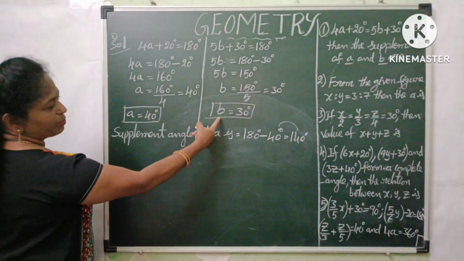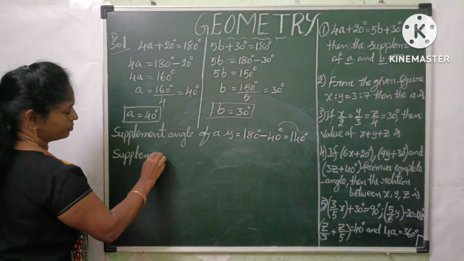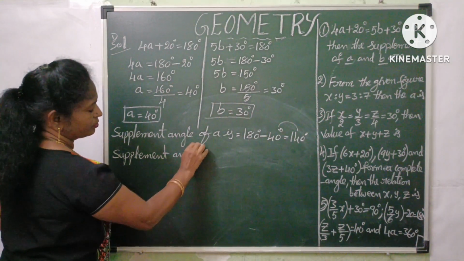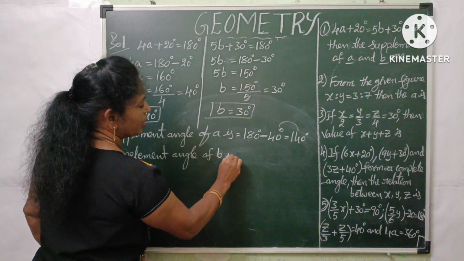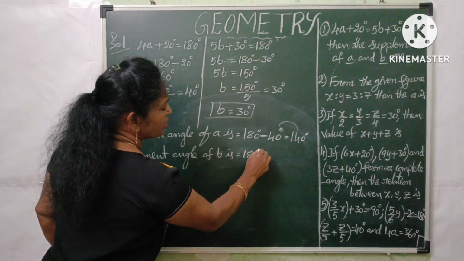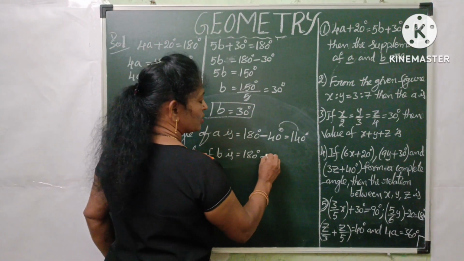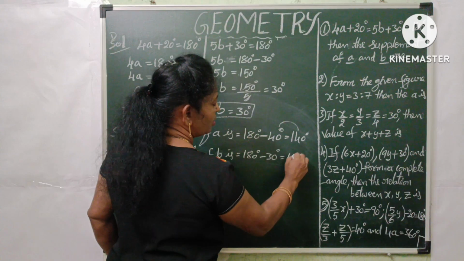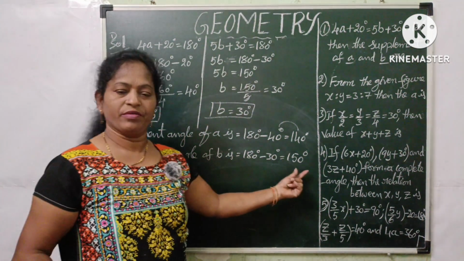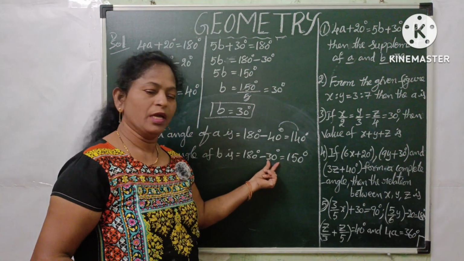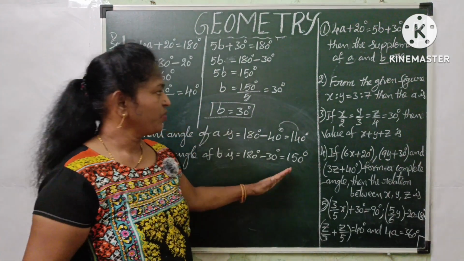Next, supplement of B. Supplement angle of B is, here supplementary angle is 180 degrees. Here angle B is 30 degrees. We have to subtract 30 degrees. Then it is 150 degrees. And here supplement of B is 150 degrees. B is 30, and the supplement of 30 degrees is 150 degrees. Okay. This is the first question.